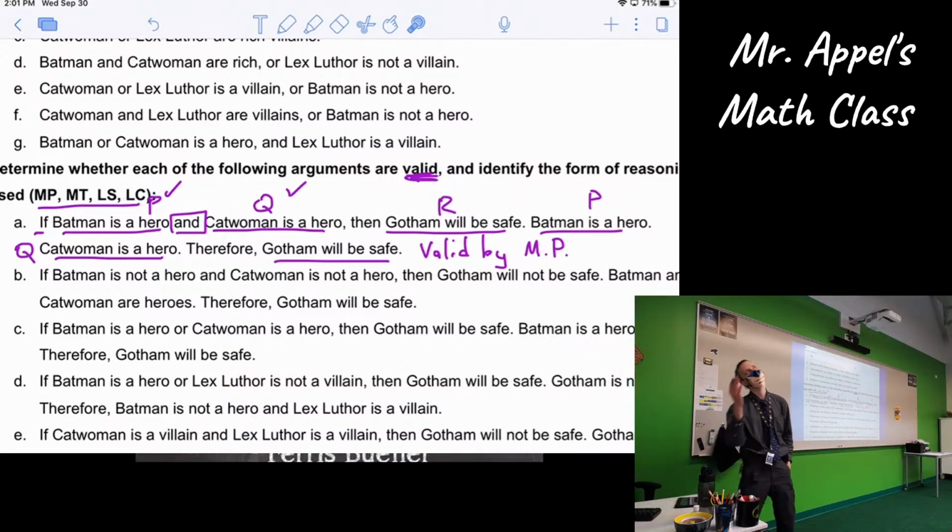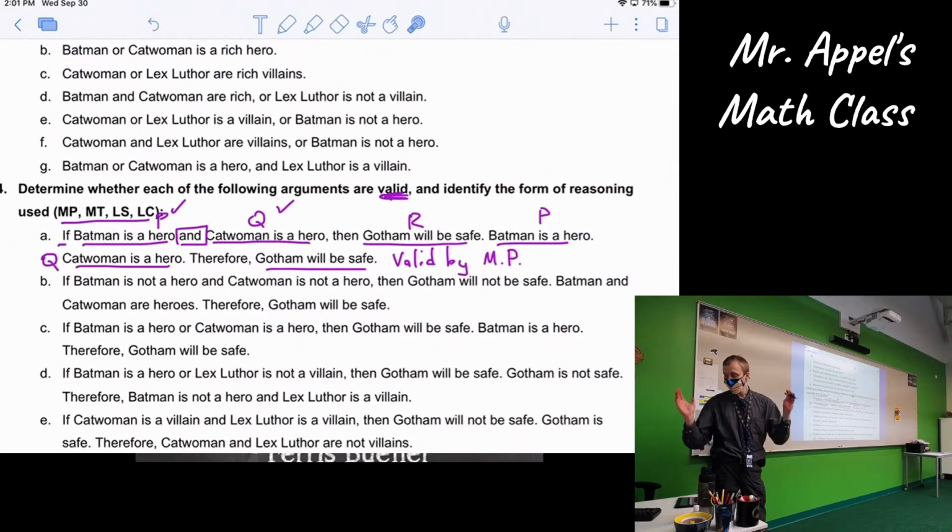Kind of like, was that the last one we worked on? It was like number 23 or something, where the conclusion was like in parentheses. That's what we're doing here. We're grouping these together.